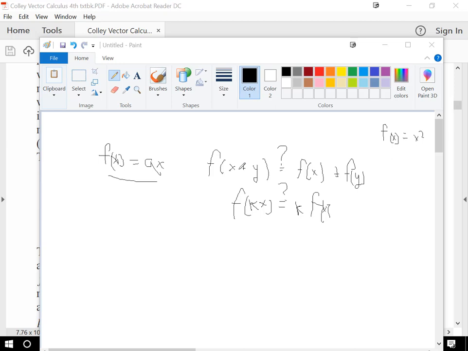If you take f of x plus y, you get x plus y squared. That's not equal to x squared plus y squared. So that doesn't work. But does this work?